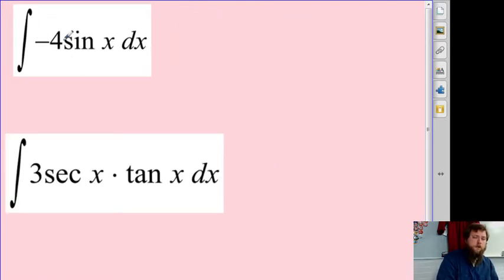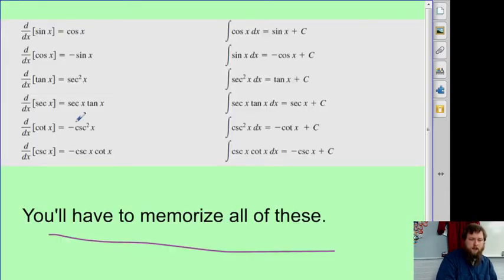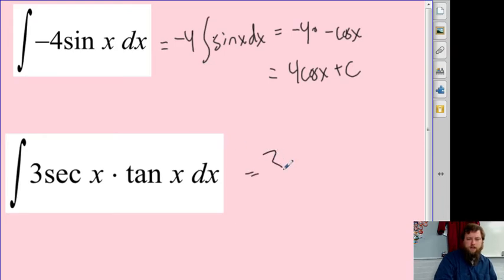Let's try some more. So with trig functions here, it's the integral of negative 4 sine of x. This is equivalent to saying negative 4 times integrating sine of x dx. And the integral of sine of x is negative cosine of x, so negative 4 times negative cosine of x is going to equal 4 cosine of x plus c. On the bottom, secant tangent, so the antiderivative of secant tangent. And these should be memorized. Antiderivative of secant tangent is going to be secant. So go back to that function, and this should be 3 secant of x plus c.